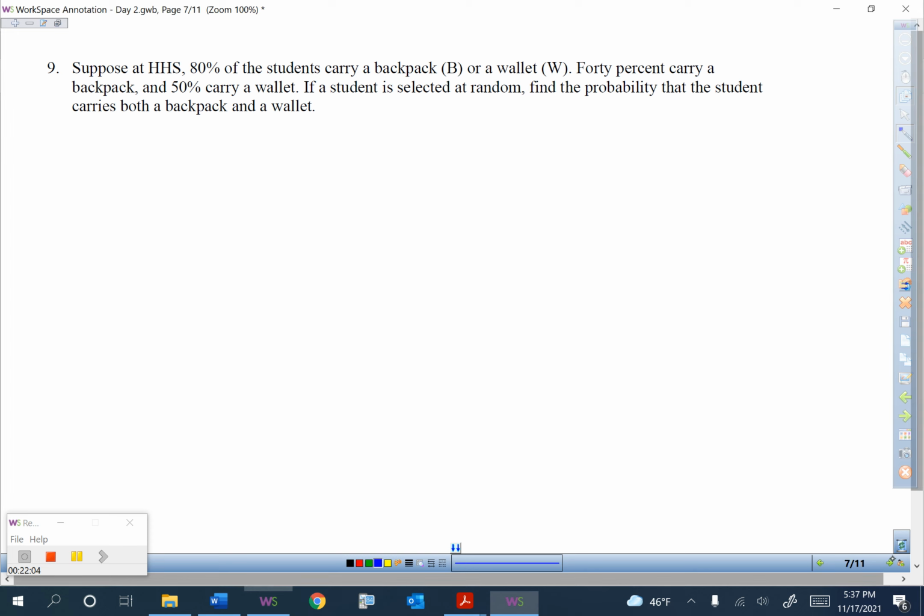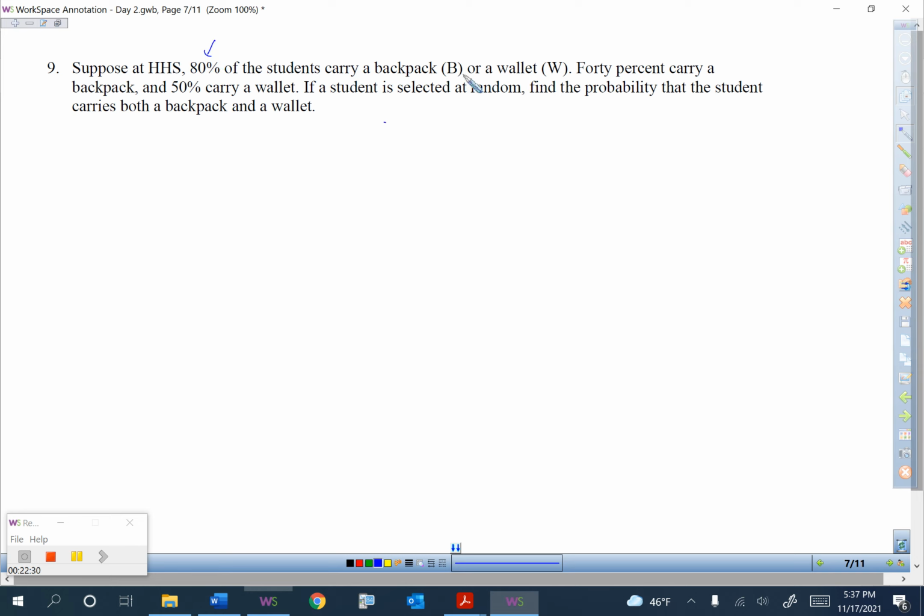Next up, we are going to review a little bit with Venn diagrams again. I'll do this first one with you. It says, suppose at HHS, 80% of the students carry a backpack or a wallet. 40% carry a backpack, 50% carry a wallet. If a student is selected at random, we want to find the probability that a student carries both a backpack and a wallet. Okay, I know that when I look at this 80%, that's my total.